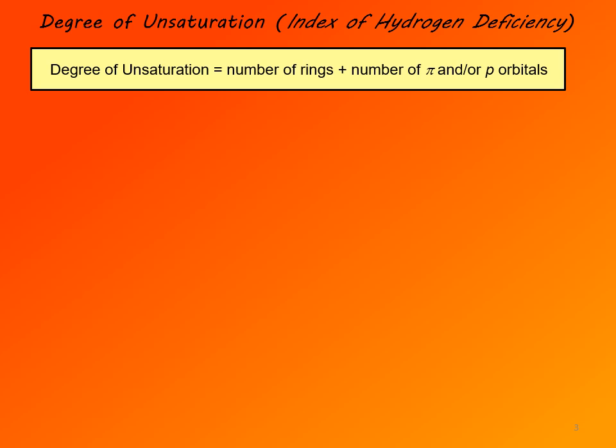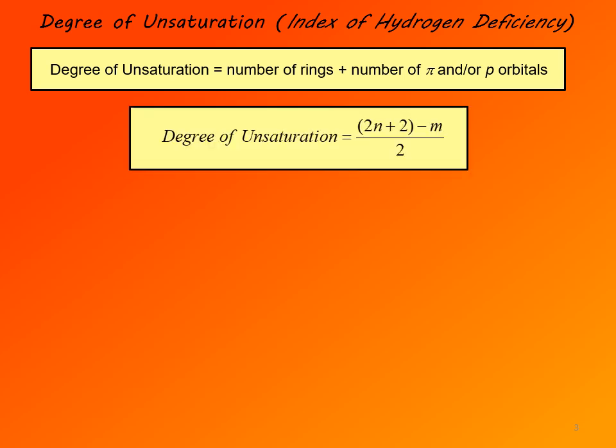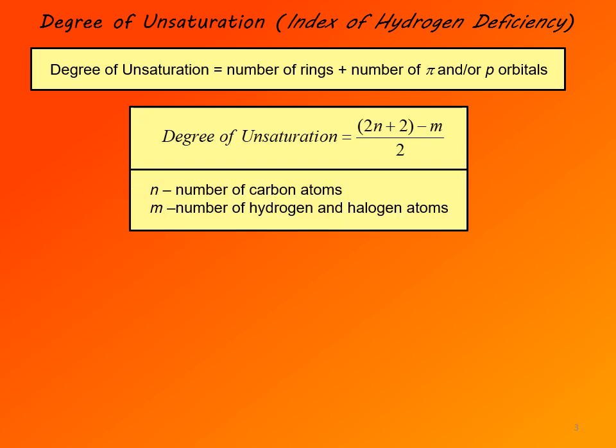Now that's in theory. In practice, the way we calculate degree of unsaturation is by a formula of 2n plus 2, where n is number of carbon atoms. And note that 2n plus 2 is number of hydrogens in saturated carbon atom, minus m, divided by 2. So n is number of carbon atoms, and m is number of hydrogen and halogen atoms. Don't forget halogen, to include halogen atoms in this calculation.